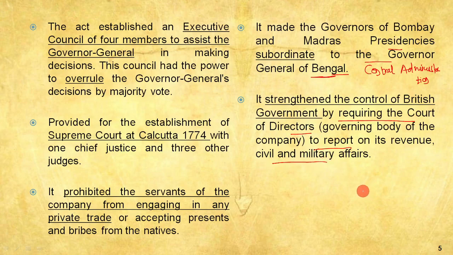It strengthened the control of the British government by requiring the Court of Directors to report on its revenue, civil and military affairs. So in another way, to control the affairs of the East India Company, the British government established its control over the Court of Directors of the company. The Court of Directors are the highest decision making body of the company, and they were told that whatever the revenue, civil and military affairs going on in India, now you have to report to us. This is how the British government established its control over the East India Company.